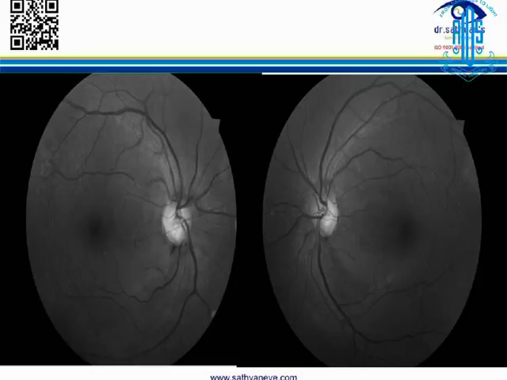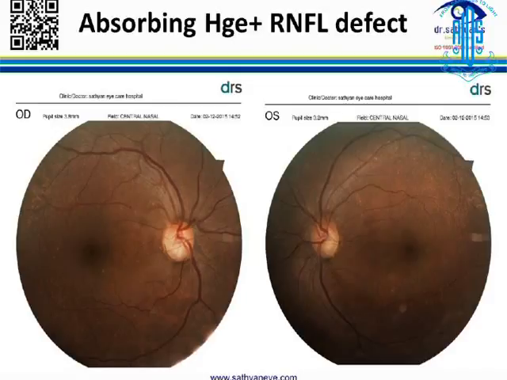Once you see one disc hemorrhage, especially in normal tension glaucoma, you have to keep on looking for any new hemorrhages occurring. Once the hemorrhage is absorbing, you can see the enlargement of the RNFL loss. So you have to be carefully watching that. You can see this is absorbed now, but you can see slowly there is a starting up of the RNFL loss there. And here there is no disc hemorrhage.